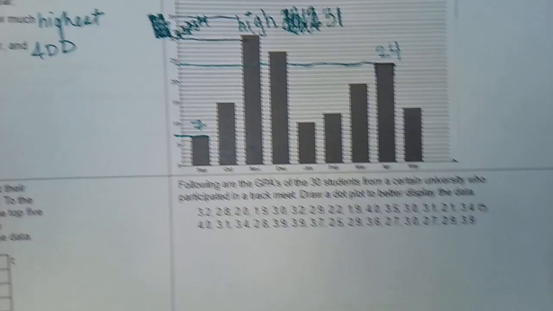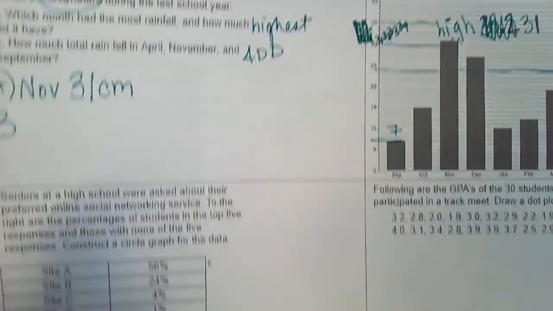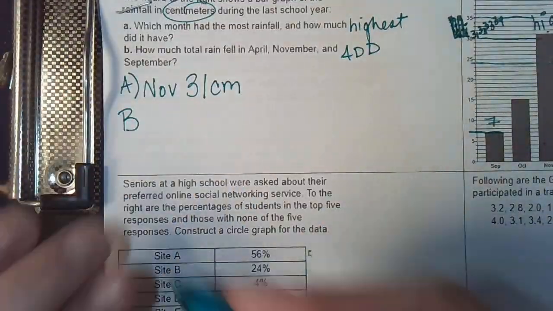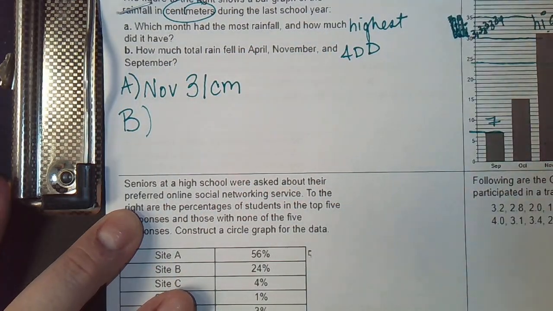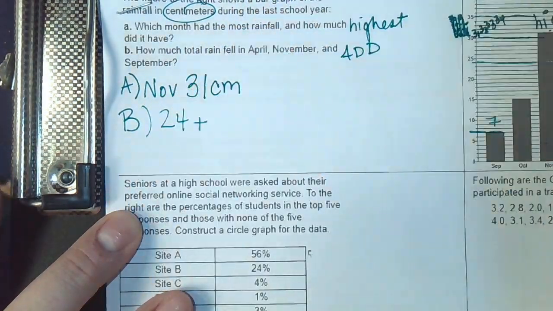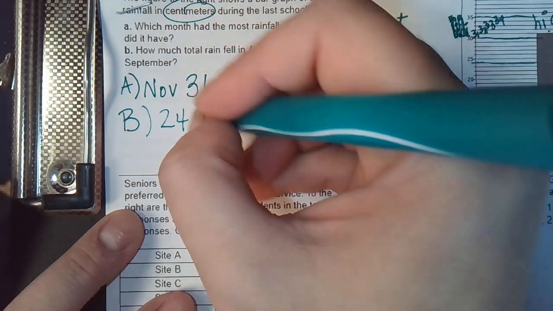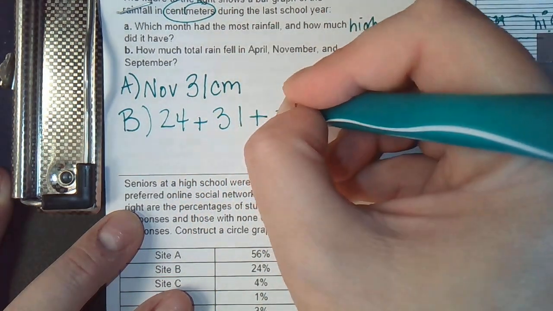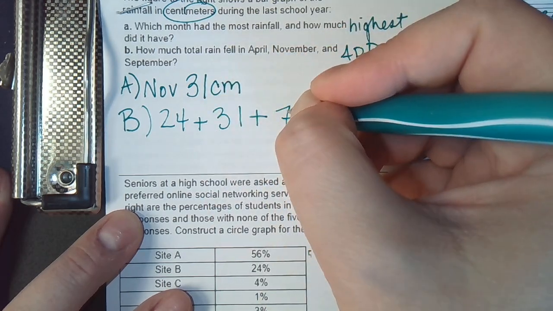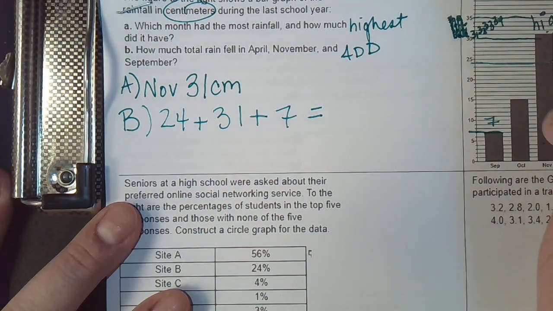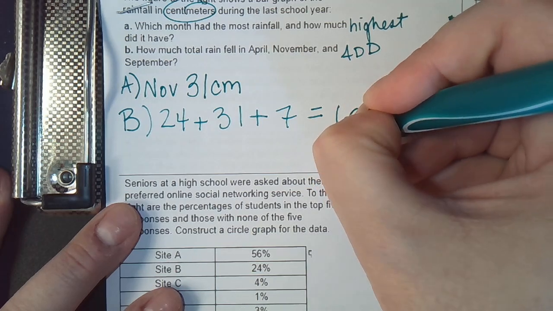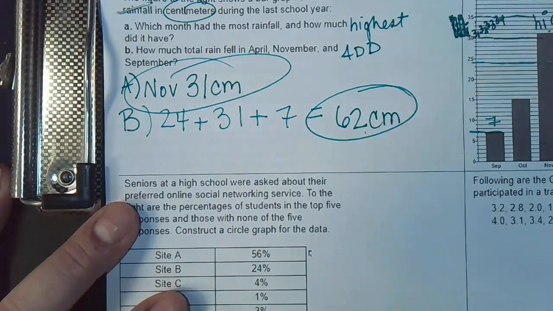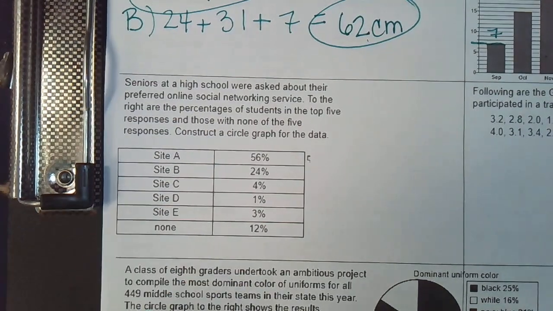Okay. So it says how much total rain fell in April, November, and September. Well, from those bars we labeled, it was 24 for April. November was 31. And September was 7. And then we add them up and we get 62. And we're talking about centimeters. Yay. Okay, keep going. Let's look at this sucker below.